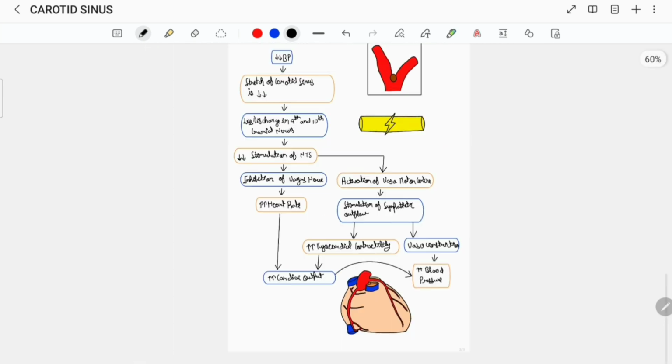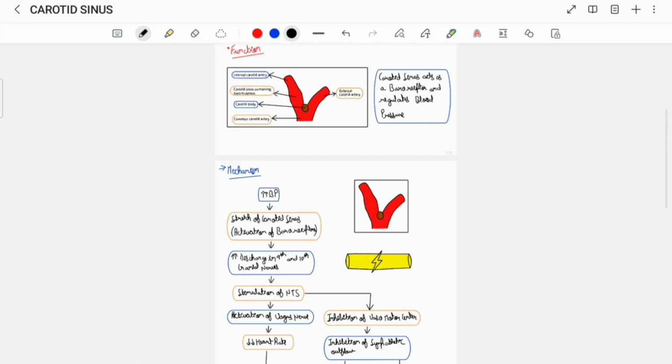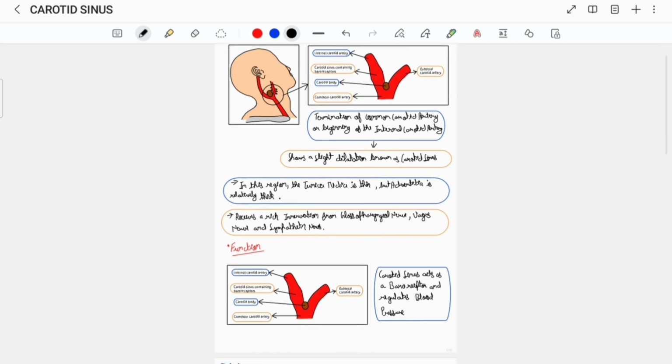So this was all about carotid sinus in brief. Here is the overview of what I have discussed.